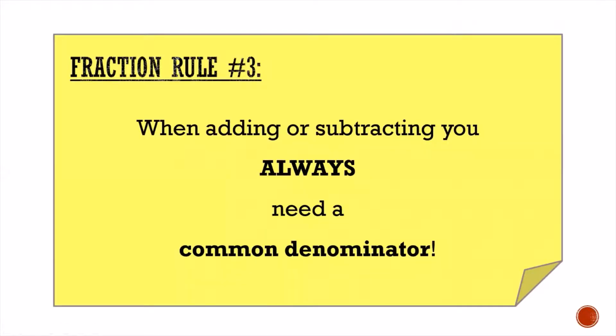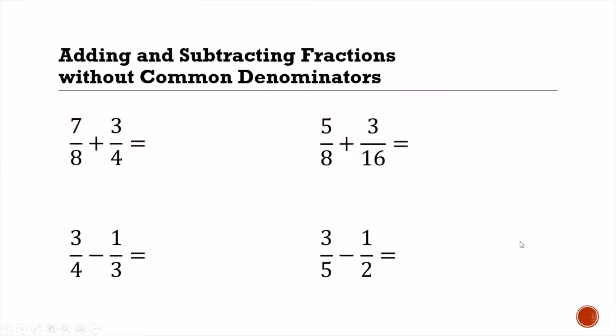Fraction rule number 3. You had 2 rules in the last lesson. Rule number 3 is when adding or subtracting, you always need a common denominator, no exceptions. You must have the bottom number of the fractions be the same. So let's look at some questions where they're not the same, and we'll figure out how we deal with them.